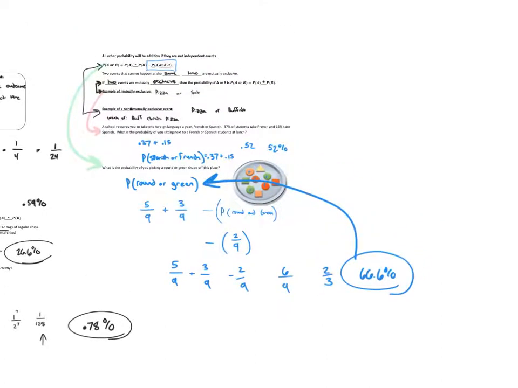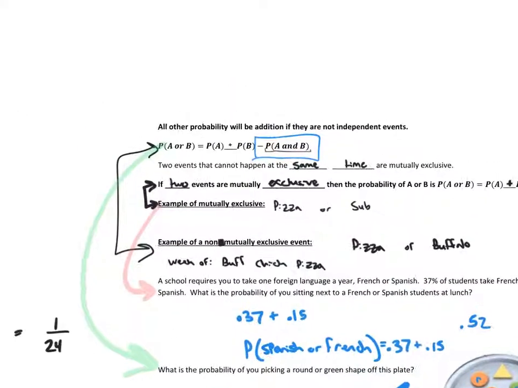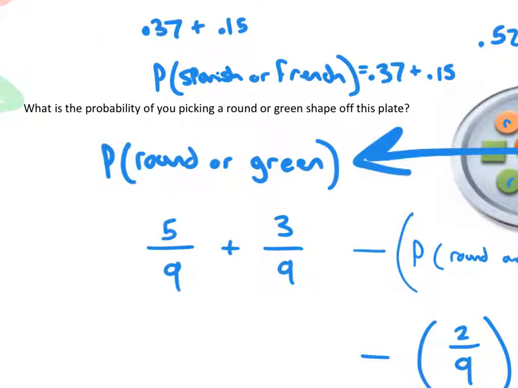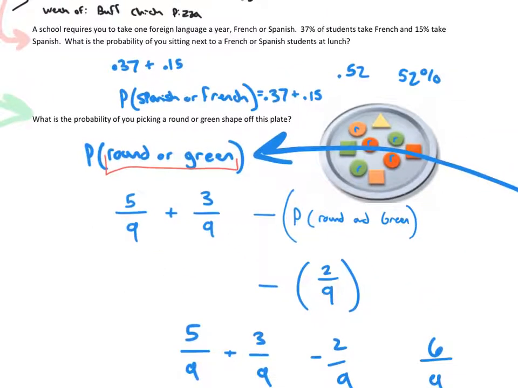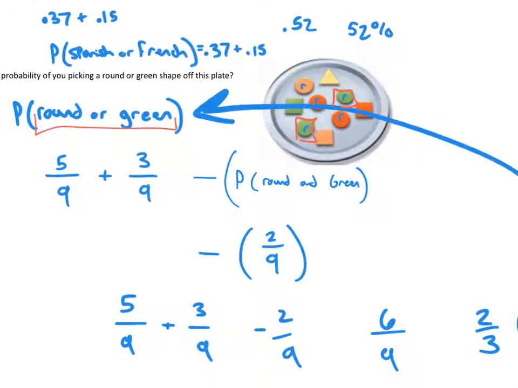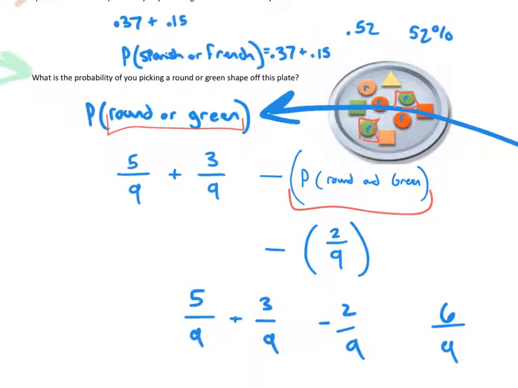So remember, you need to do this formula, the non-mutually exclusive one, whenever there's an opportunity for both of these things to be happening at the same time. Round and green is a possibility, so that's why we had to subtract those away, because otherwise they get counted twice when we do it from this perspective.